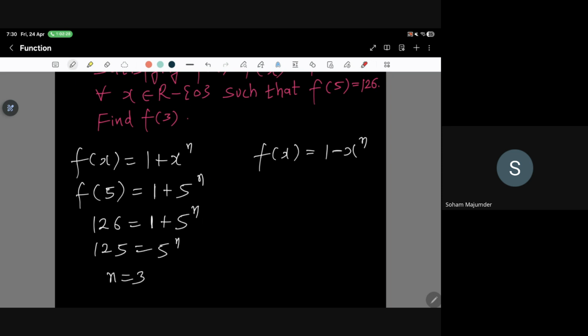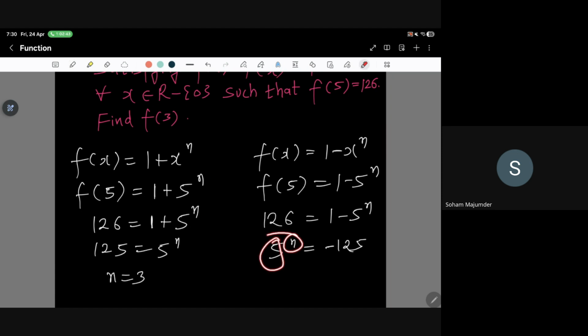Now let's check here. f of 5 is, so 5 to the power n is minus 125. Now when the base is positive, no matter what you choose as a power, it will never give you a negative result. So not possible. In this case it is not possible, but in some other cases this will be your function. So you have to check both.